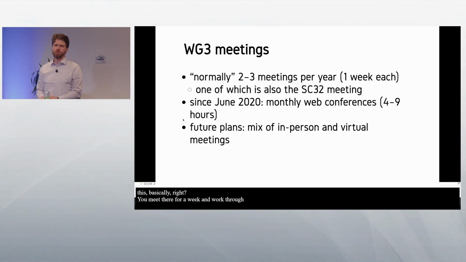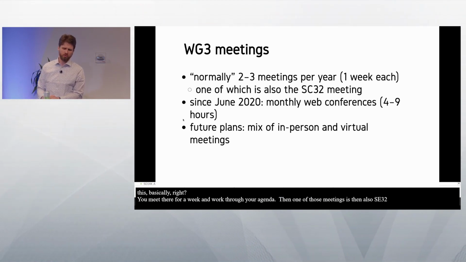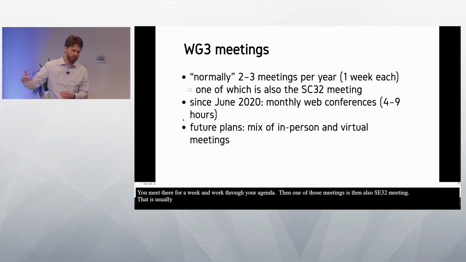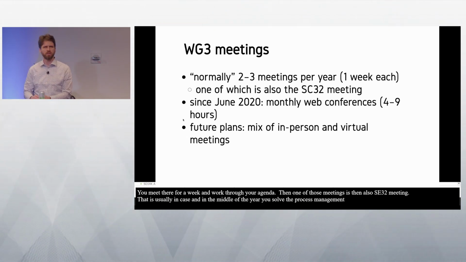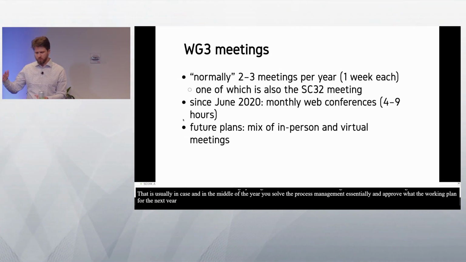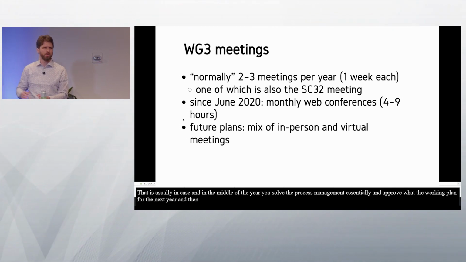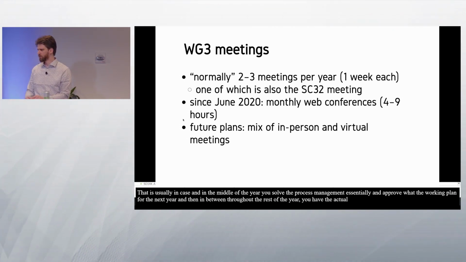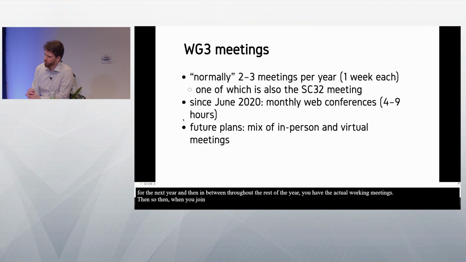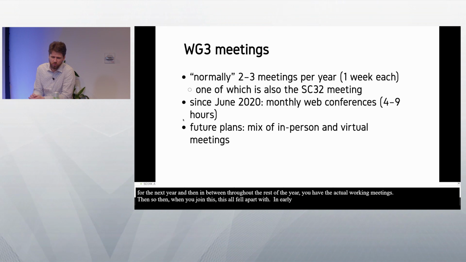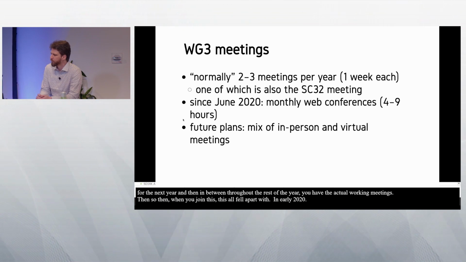And then one of those meetings is also the SC32 meeting. That's usually, in the case of WG3, in June or so, the middle of the year. You do the process management, essentially, and approve the working plan for the next year, and then throughout the rest of the year, you have the actual working meetings. All right, and then just about when I joined, this all fell apart in early 2020. So there was really, as far as I could tell, no tradition of online meetings in ISO, really, or JTC1.